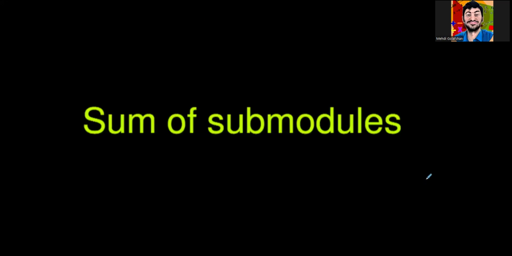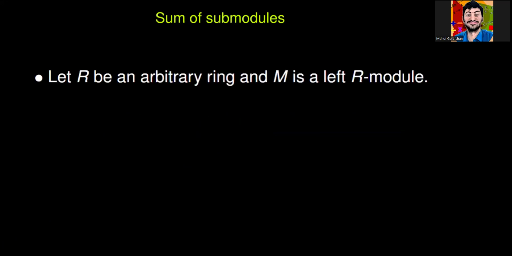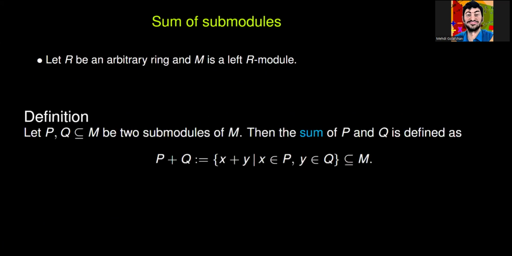So now let's come to some more submodules. Let's go to this definition. Let M be a left R module where R is any ring. So it means M is a left R module. Definition: let P and Q be two submodules of M, then the sum of P and Q is defined as follows. I mean P plus Q.